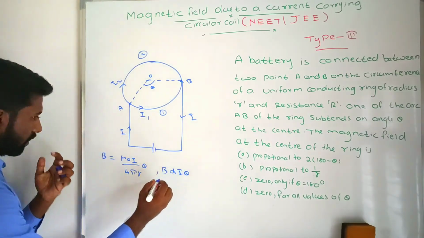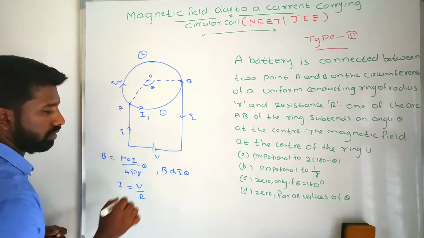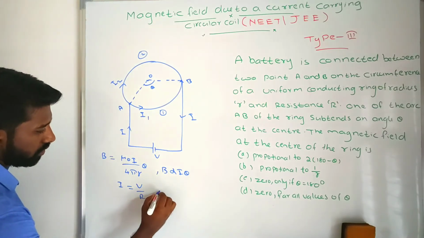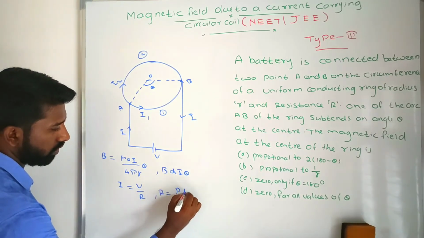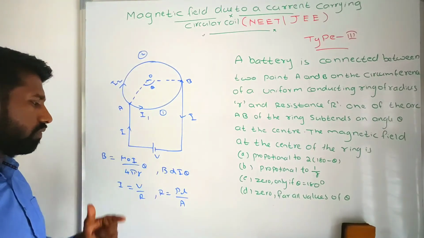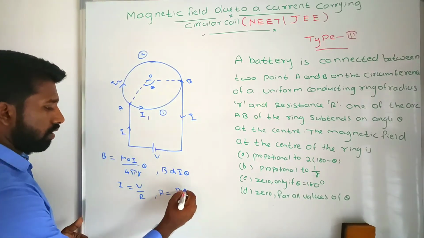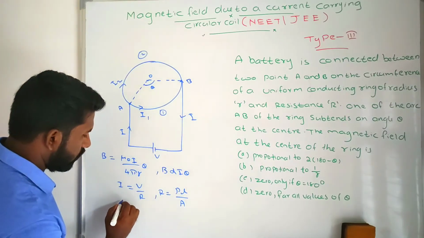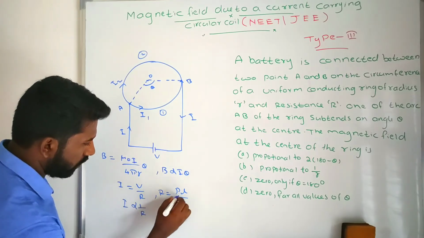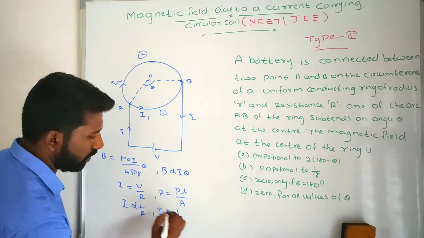Okay, then what about the current? Current formula is V by R. I consider V is the voltage source, then current I is equal to V by R. What about R? R is the resistance. Resistance formula is rho L by A. Rho is a constant because the material is same. And what about the L? L will vary. What about the area of cross section? It is a uniform wire, it is given. So A will not vary. So I can say that here I is inversely proportional to resistance. Here R is directly proportional to length. So now I can say that I is inversely proportional to length.